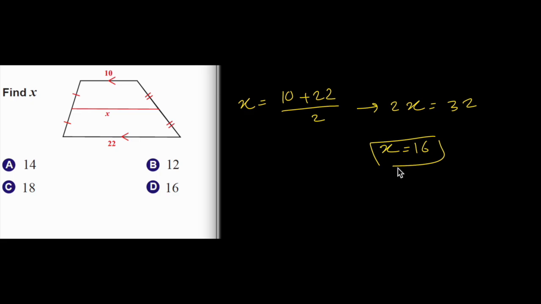This question, we want to find the length of X. We have this side equals 10 and this side equals 22, and both parts are equal in both sides, so we know that X equals the sum of the other two sides divided by 2. So 2x equals 10 plus 22, which equals 32, divide both sides by 2, it means x equals 16, so the answer is D.